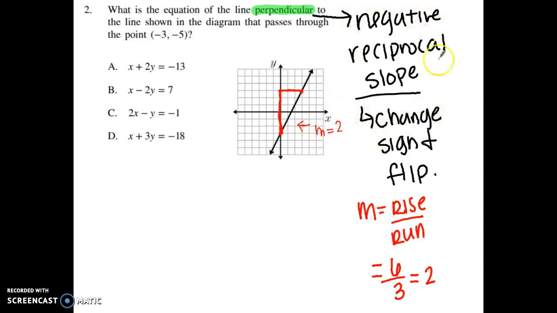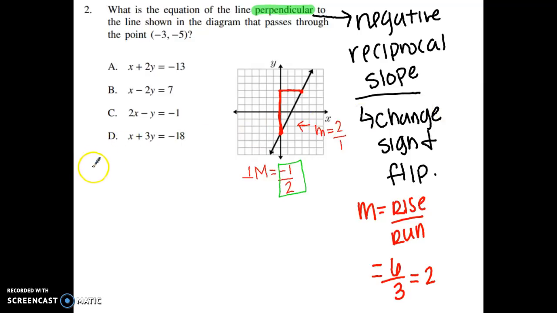However, we need the reciprocal slope. So we're looking for a perpendicular slope. We have to find the negative reciprocal. So 2 is actually 2 over 1. So we change the sign, that's positive. Let's make this a negative and then flip it. So 1 over 2. So our new slope that we are looking for is actually -1 over 2. So what we're going to do here is look at our answer choices and see which one gives us a slope of -1 over 2.